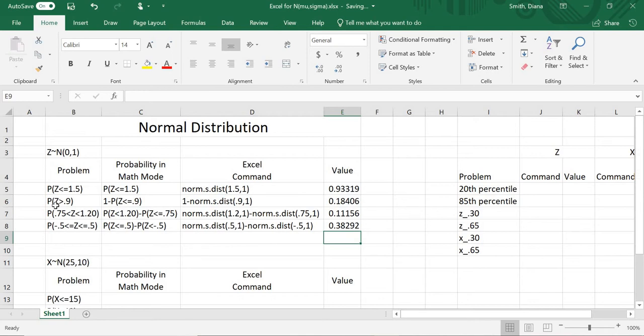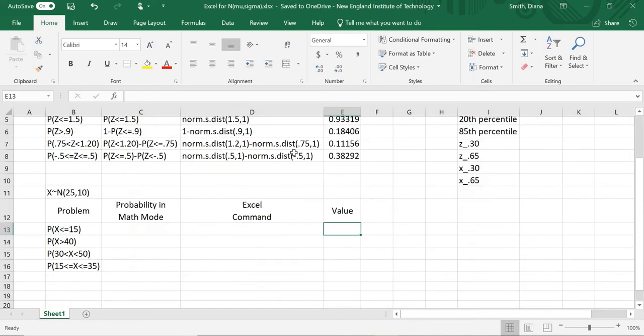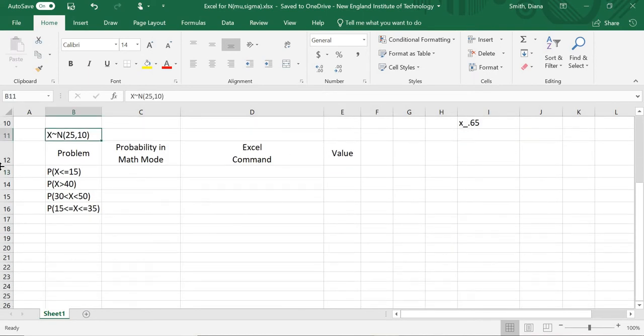Okay. So let's see how this changes if I'm not looking at a standard normal distribution. So I'm going to bring this down. And here we're going to look at x, which is normally distributed with mean 25 and standard deviation 10. So I have similar problems here. I have a less than or equal to, I have a greater than, and then I have between two values. So for probability mode, it's going to be the same that we had up there, except instead of a z, we're going to have an x.